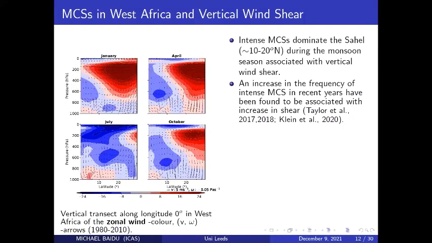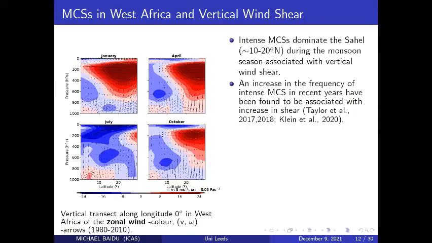I show here a vertical transect along the longitude 0 degree in West Africa. What I've shown is the zonal wind, where blue means easterlies and red indicates westerlies. On the y-axis are the pressure levels and on the x-axis are the different latitudes. I have shown the different months: January, April, July, and October. The peak of the monsoon season is in July, so I wanted to focus on July because that is where you see the characteristics associated with most of the storms.